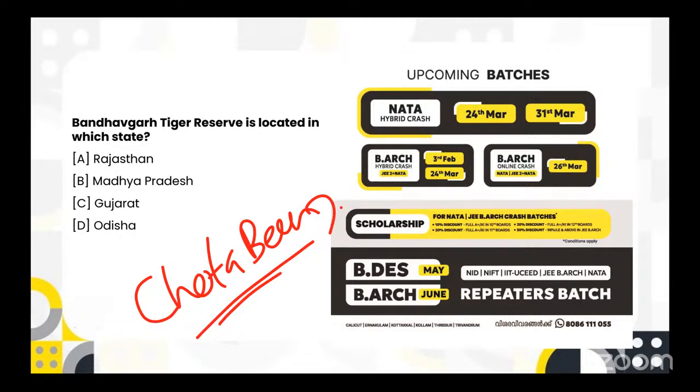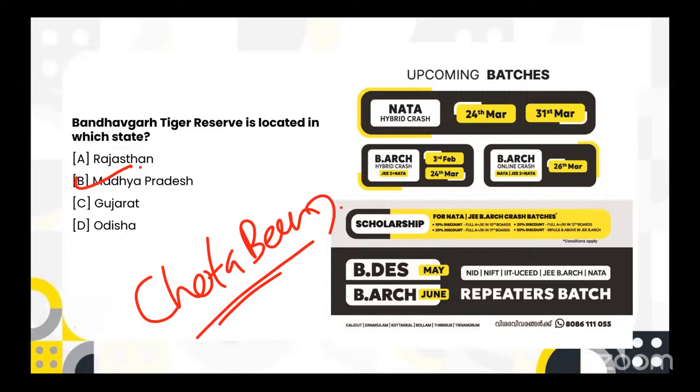That tiger recently died, and it had multiple fractures. So at that time, Bandhavgarh was in the news. Okay, so Bandhavgarh is in Madhya Pradesh. Bandhavgarh Tiger Reserve is in Madhya Pradesh.